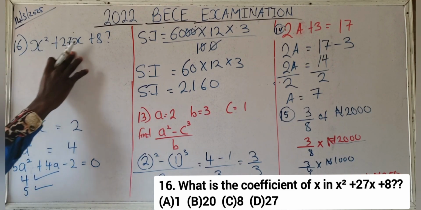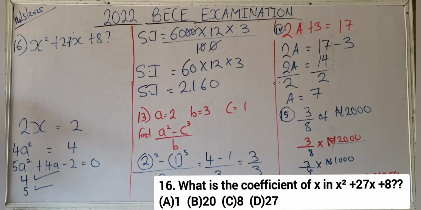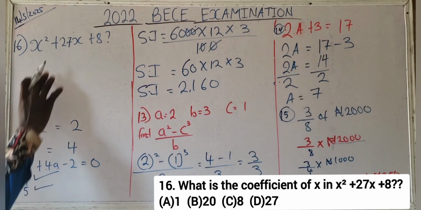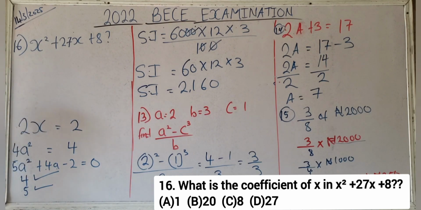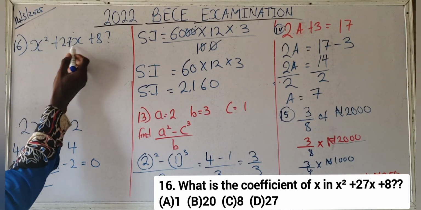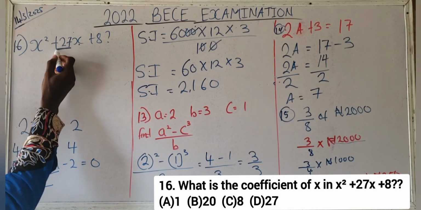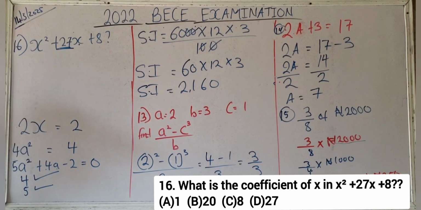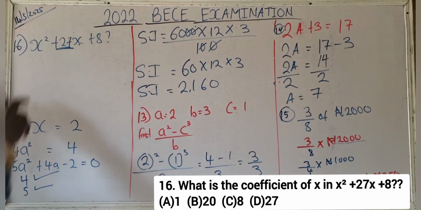The coefficient of x in this equation is what? What's the answer? Of course, it is 27, because if you check the number before x, it is 27. That's it. That's the simple technique. I don't want to take you to the deeper aspects. Now, if you come across this question in the exam, just remember that the number before a letter is regarded as coefficient. You understand?